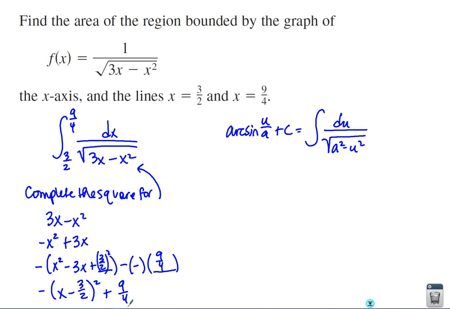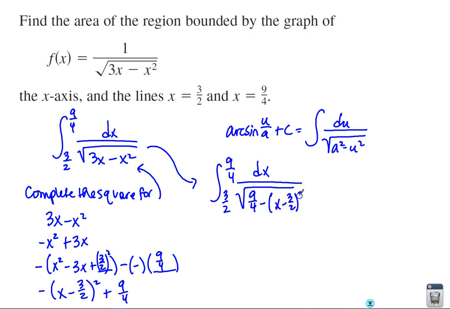Okay, so then I can replace 3x minus x squared with this right here. So then I'm going to have, let's go over here, got all this room, the integral from 3/2 to 9/4 of dx over the square root. To make it also look like a squared minus u squared, I'm going to go ahead and say 9/4 minus x minus 3/2 quantity squared. Okay, now it's in the format of what I'm a little bit more familiar with here. Well, now this is just an arc sine situation.